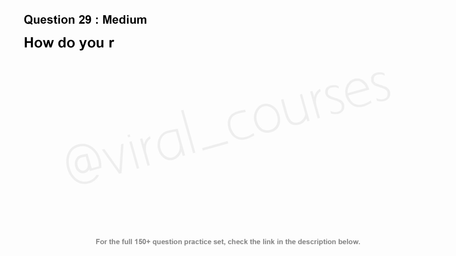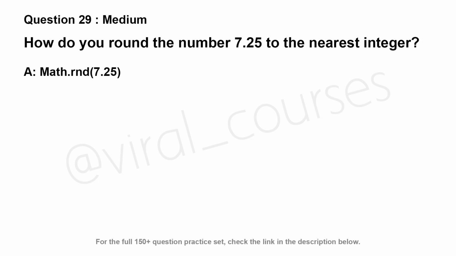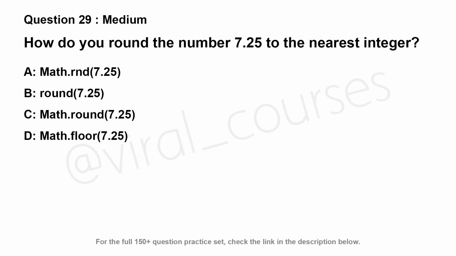How do you round the number 7.25 to the nearest integer? Option A, Math.rnd(7.25). Option B, round(7.25). Option C, Math.round(7.25). Option D, Math.floor(7.25).